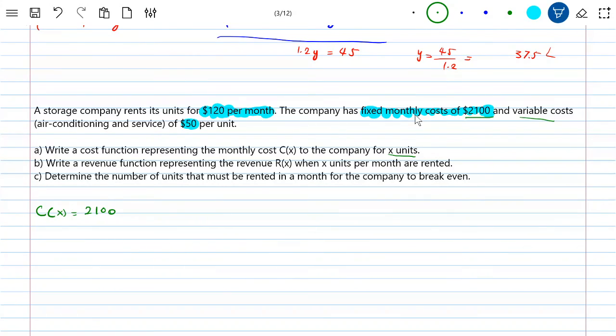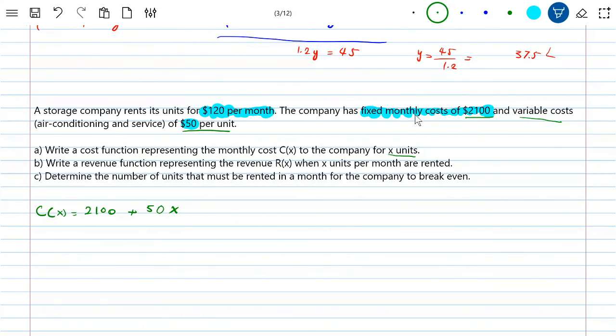And you have a variable cost. This is the air conditioning service. How much do you pay? The cost of each unit is $50. If you make 1 unit, it costs $50. If you make 2 units, it costs 2 times 50. 3 units, 3 times 50. So the cost is 50 times the number of units, 50x. So this is the cost function: 2,100 plus 50x, depending on the number of units, which is x. Okay, this is part A.